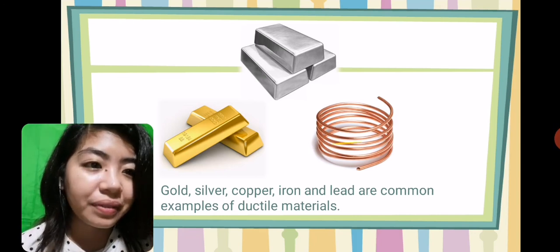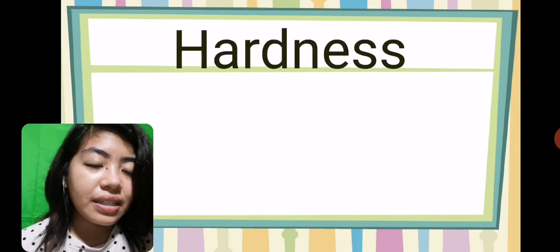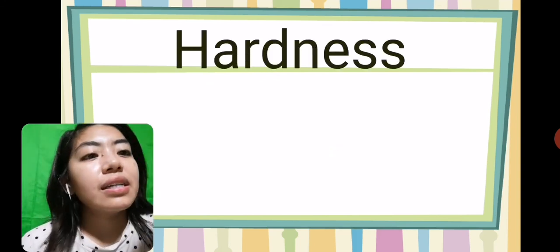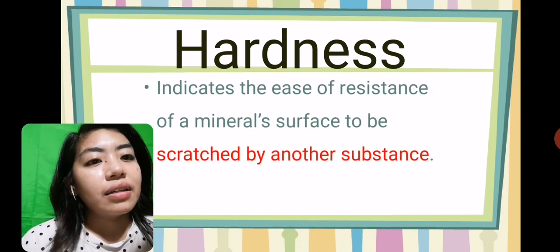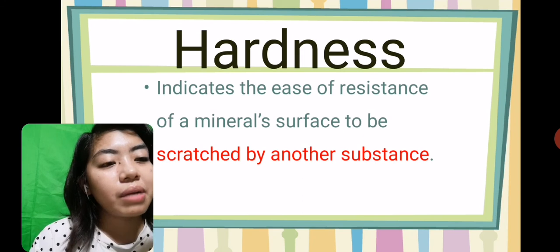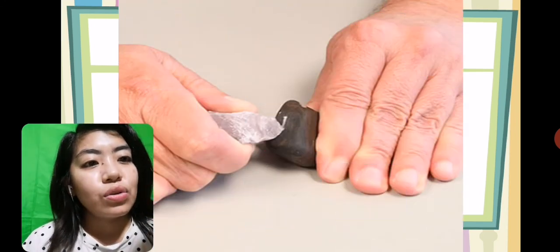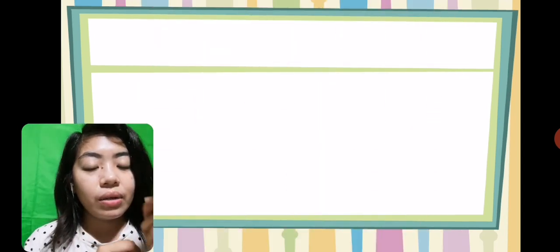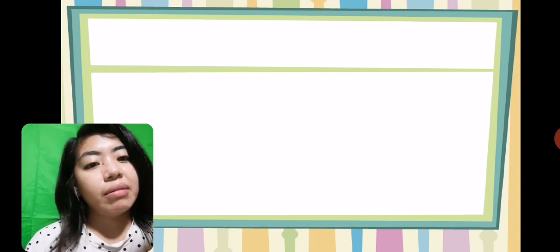Next is hardness. Hardness indicates the ease of resistance of a mineral surface to be scratched by another substance. So, gaano ka-hard yung isang object natin kapag pinag-scratch, in which the hardest object that we have is the diamond. Ang pwede lang mag-cut kay diamond ay kapwa niya diamond.